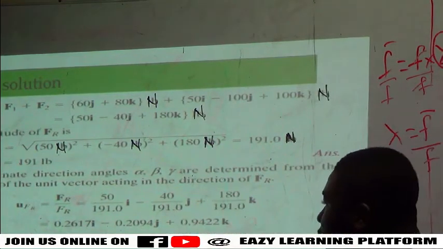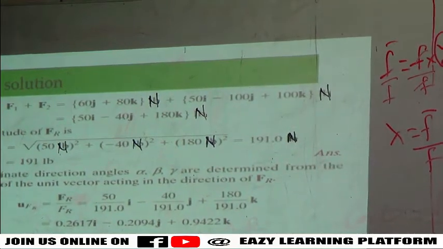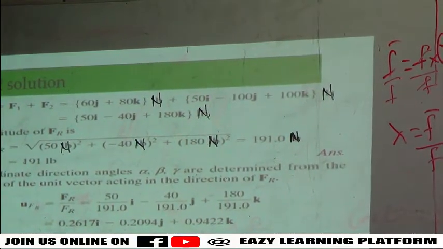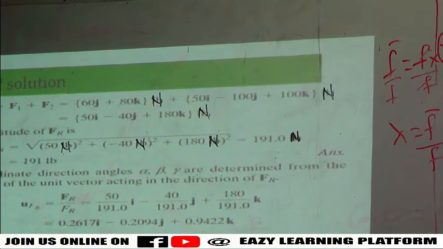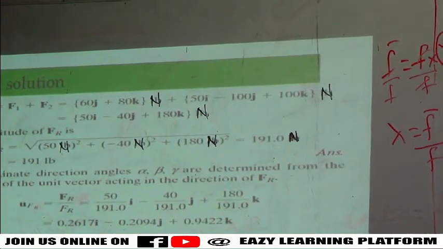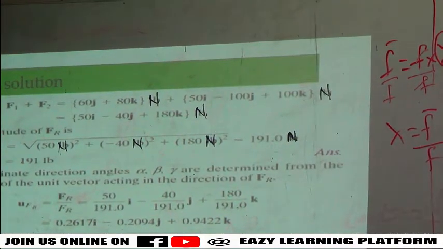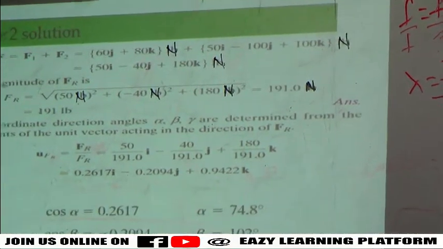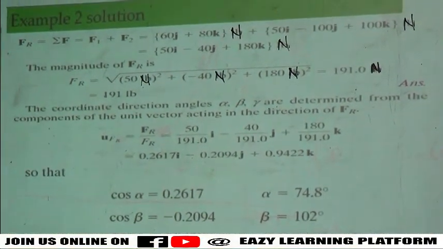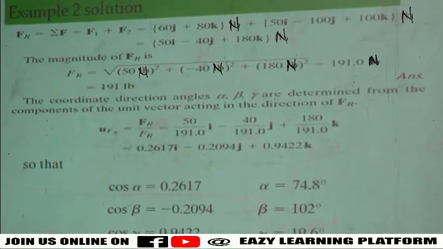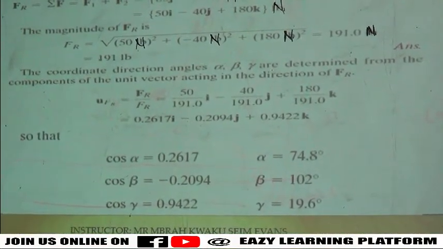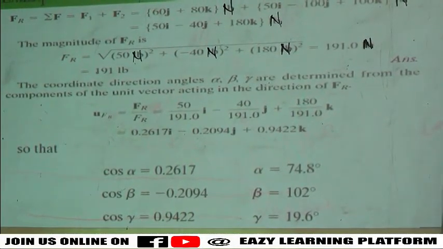So now back to the solution. Our unit vector is equal to the force vector over the magnitude, which is equal to 50 over 191.0 i minus 40 over 191.0 j plus 180 over 191.0 k. That will give us 0.2617i minus 0.2094j plus 0.9422k.